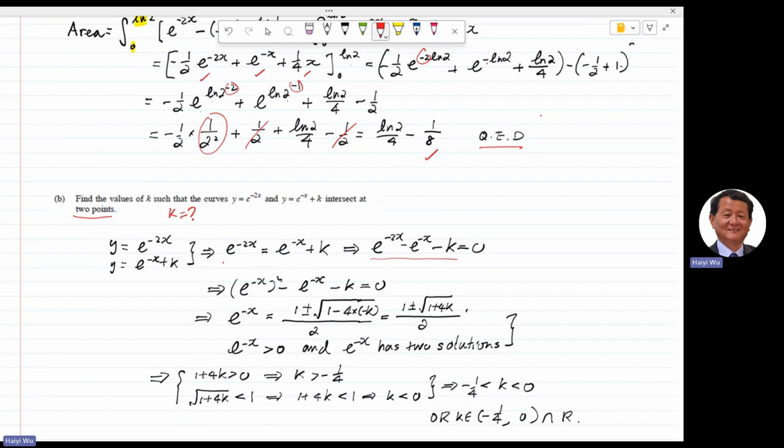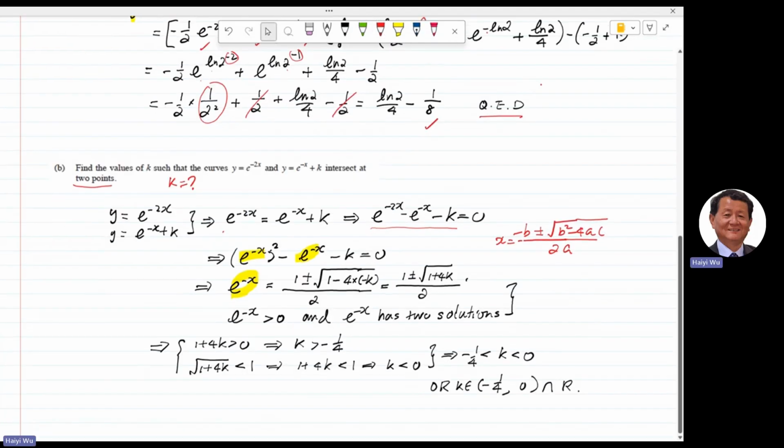Now, when I move the 2 to our side, it becomes a quadratic. So we've got that's the u, and that's another u. According to the quadratic formula, e to the power of negative x is equal to the quadratic formula. Just to remind everyone, x equals negative b plus or minus the square root of b squared minus 4ac, divided by 2a. So I got that.